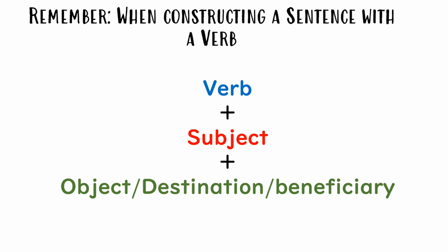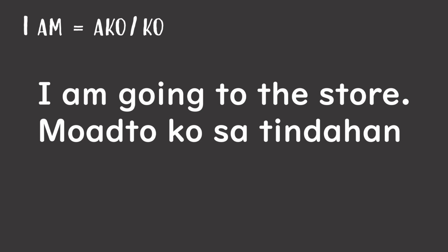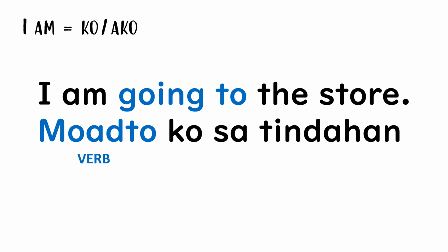Now I will be giving you some example sentences as always. I just want you to remember that when constructing a sentence, especially with a verb, this is the formula: there is a verb, there is a subject, and the last one is the object, destination or beneficiary. The first example I'm going to teach you is "I am going to the store." Moadto ko sa tindahan.